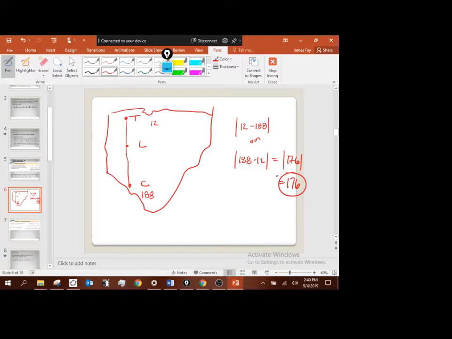Why do we use 0? Is 60 minus 0 a lot easier than 66 minus 6? Yeah, okay?